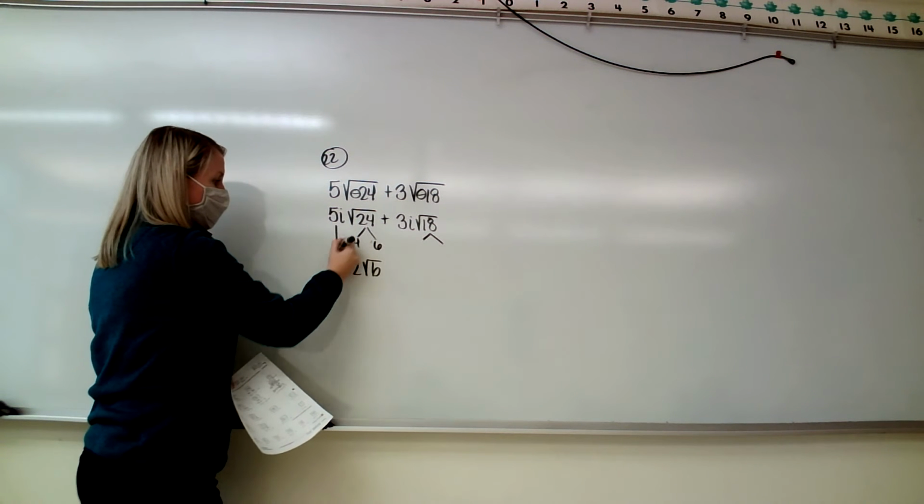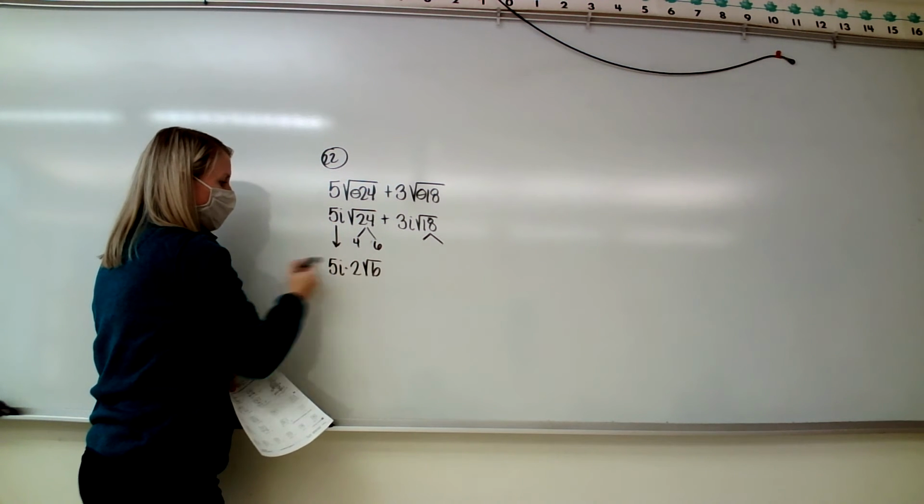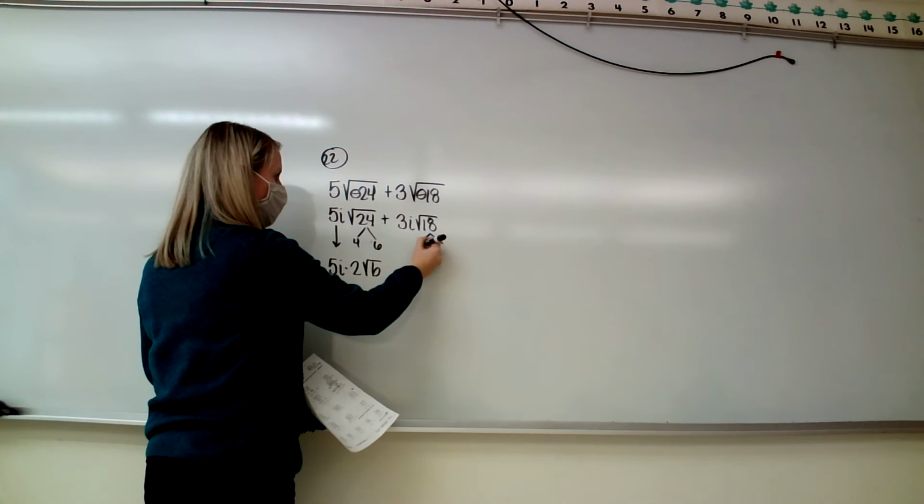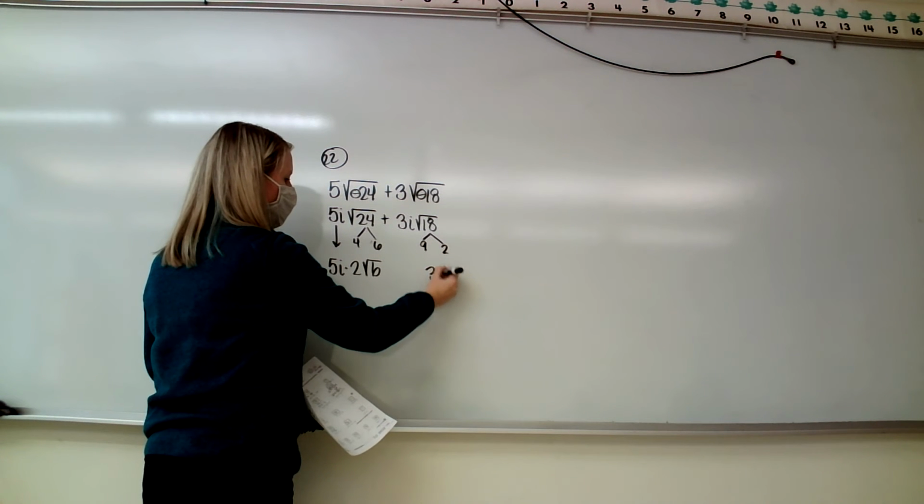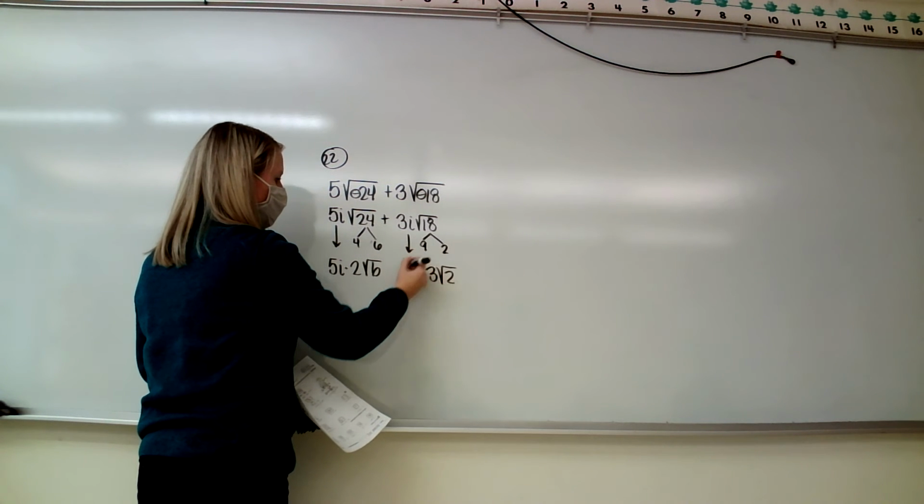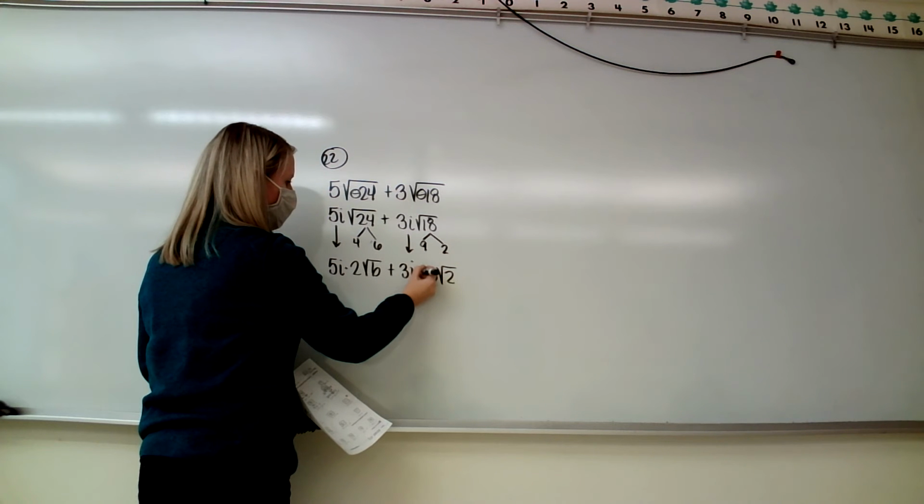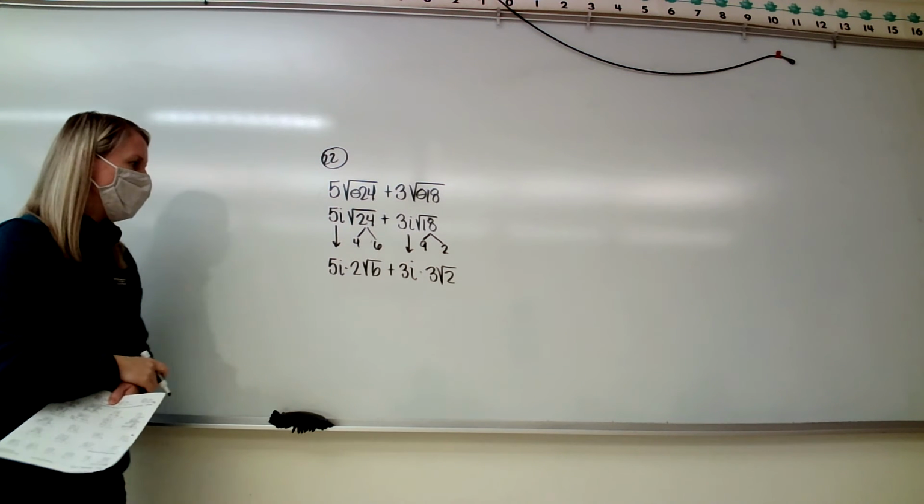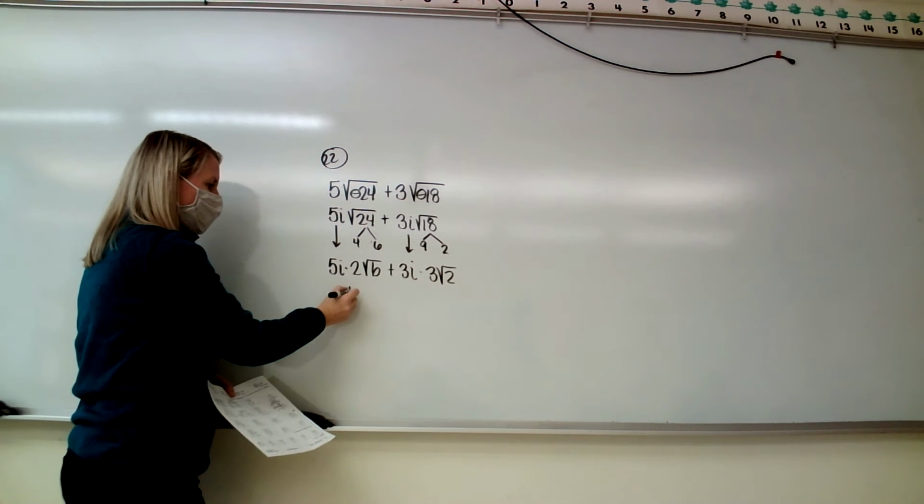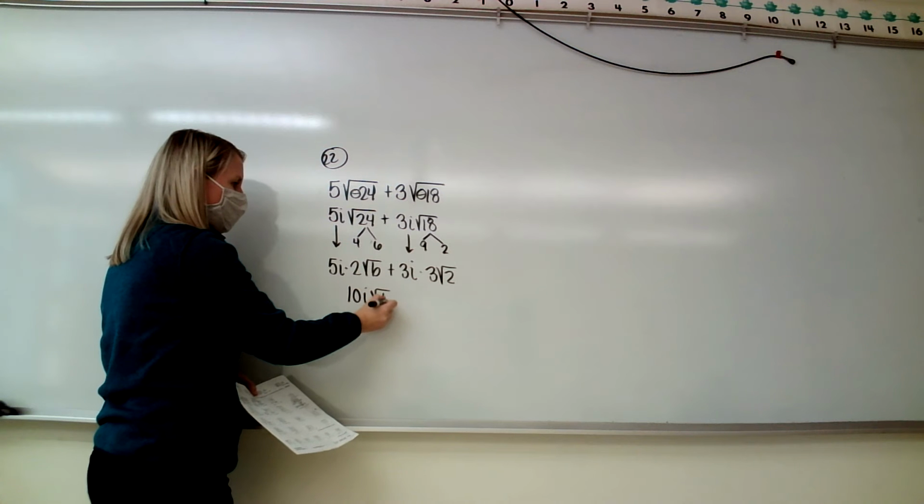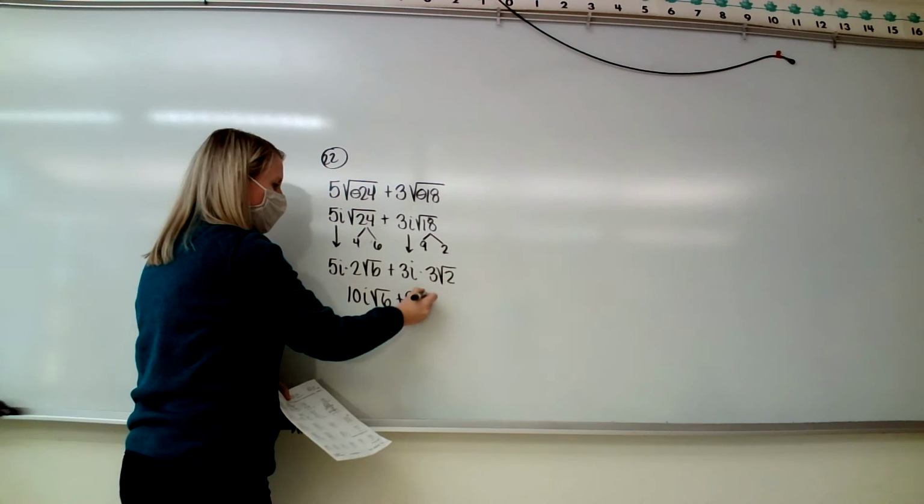But remember that 5i is up here, so I'm just going to bring it down. This would be 3 square root of 2. I'm going to bring that 3i down. So it's really more about staying organized as you're doing these. That would give me 10i square root of 6 plus 9i square root of 2.